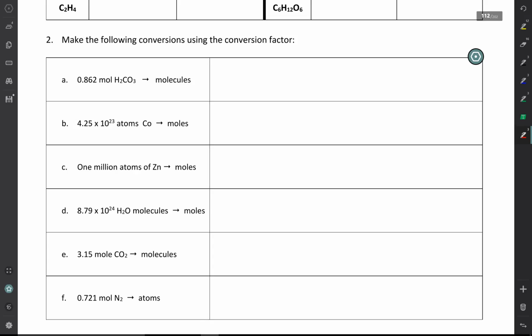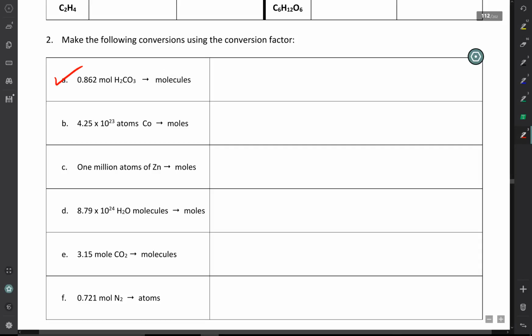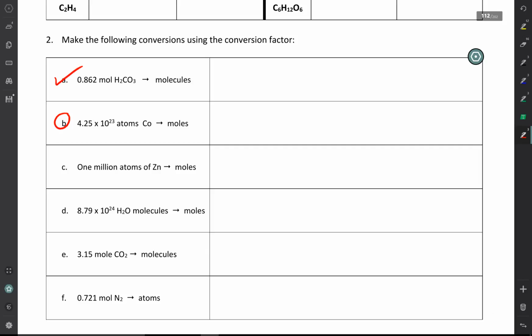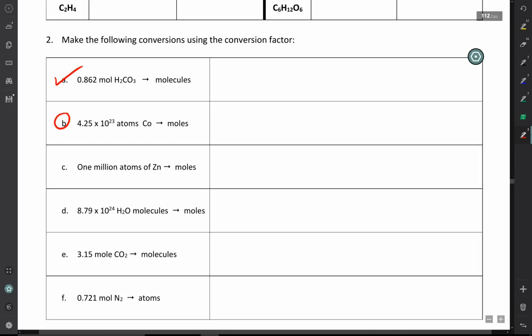Let's look at another practice problem. So we just took care of letter A. Let's check out letter B. This time we're told that we've got 4.25 times 10 to the 23rd atoms of cobalt, and we want to convert that into moles. So as usual, just start by rewriting the number you've been given along with the units.